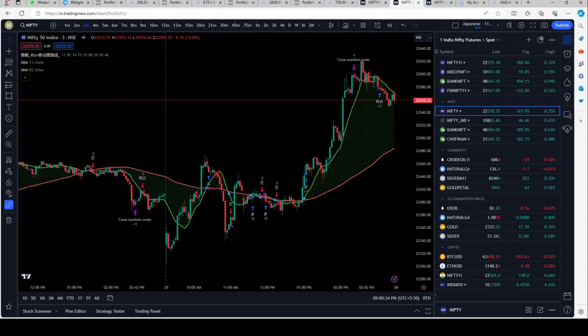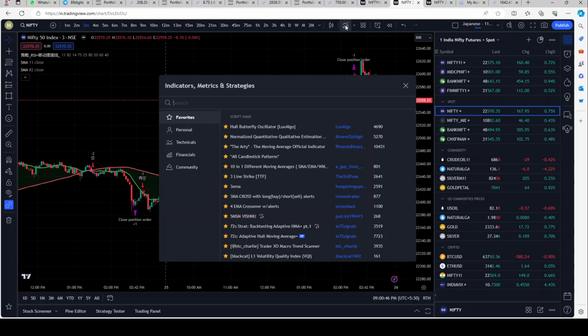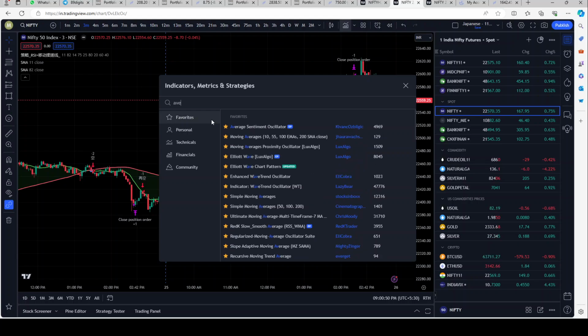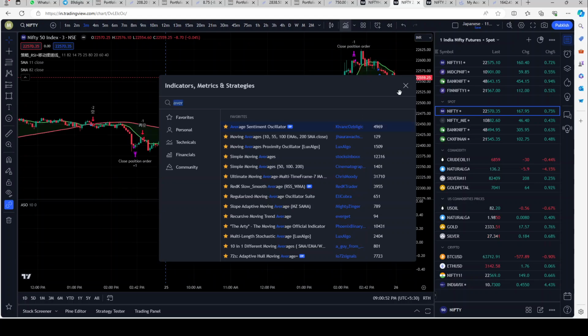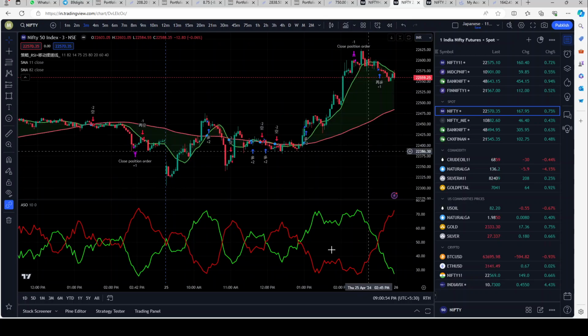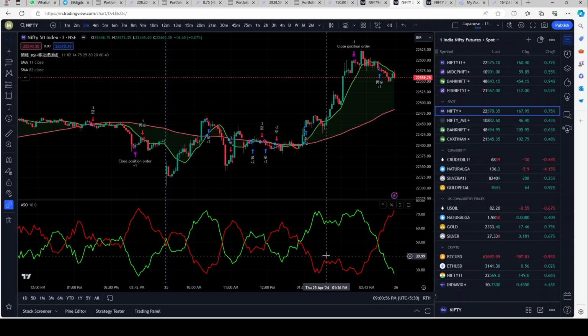Once you study it in detail, you will basically realize that on the 3 minute or on the 2 minute time frame, it gives you kind of a breakout scenario. And if we add it to another indicator that we have been using very often nowadays, the average sentiment oscillator, you'll see that it works perfectly. Look at the breakout over here.